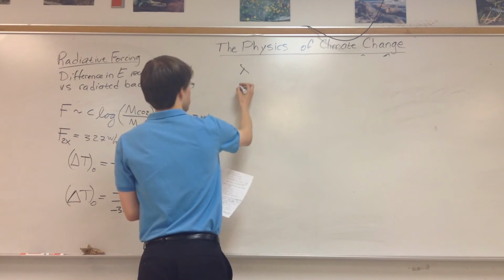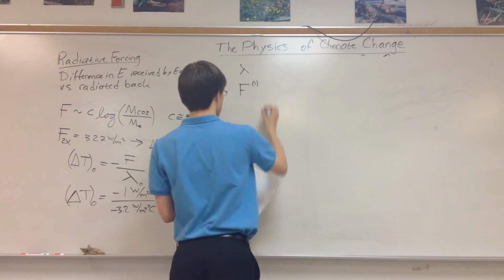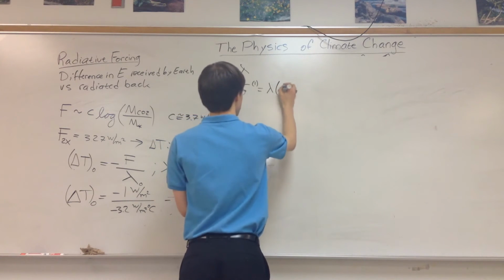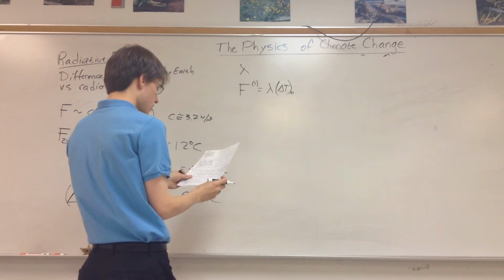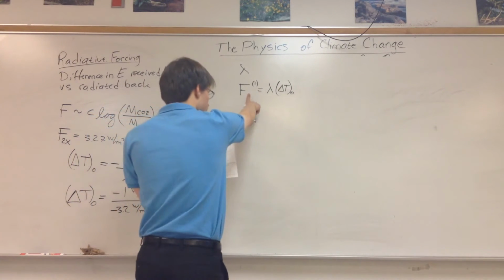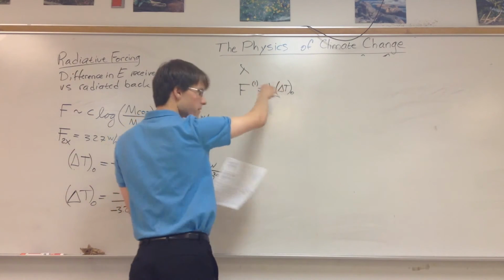And the forcing as a result of that, I'm going to call it the first forcing, F1, is equal to lambda times our change in temperature, delta T0, right? So this here gives rise to an additional temperature increase, because remember that there's feedback, right?